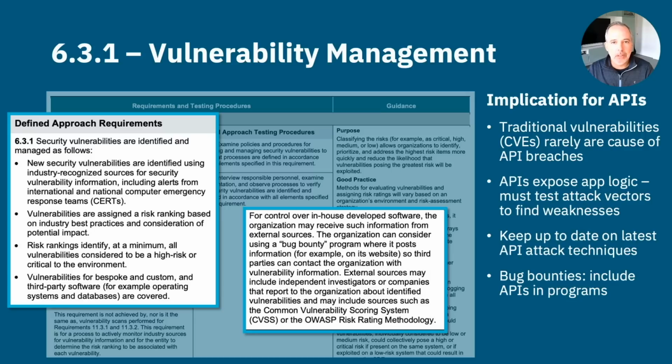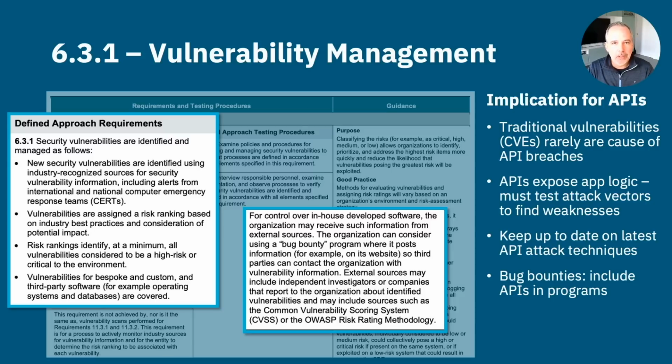And this is a really critical element. DSS states, for control over in-house developed software, the organization may receive such information from external sources. And then they highlight bug bounty programs, independent investigators, and more. Now, this requirement has big implications for your APIs. First, you need to secure the third-party APIs that your applications consume. That means keeping up to date on versions, patching as required, monitoring for new vulnerabilities.